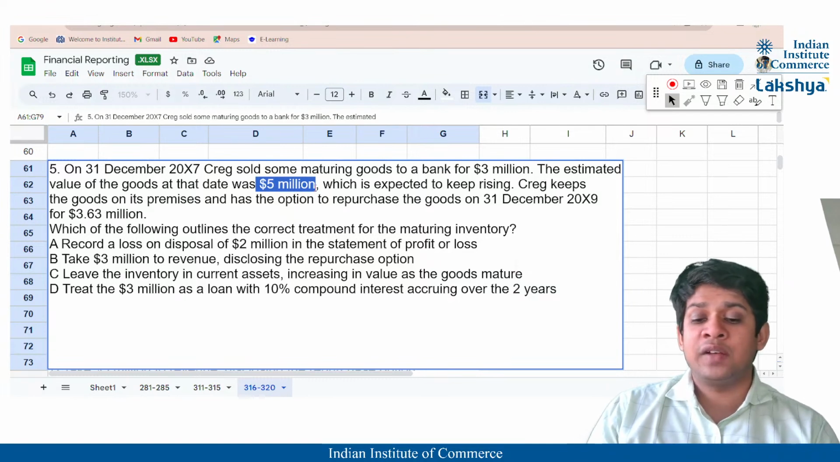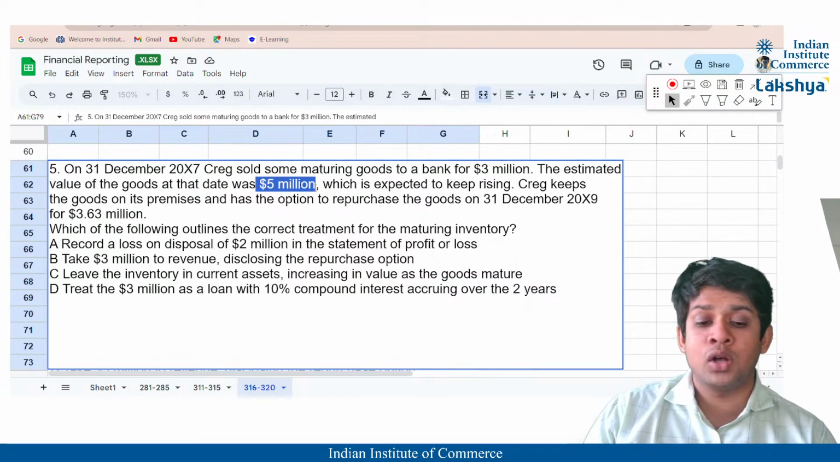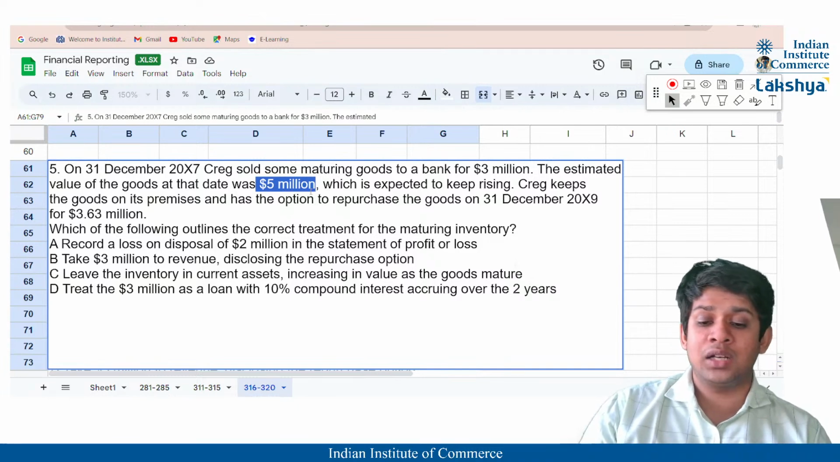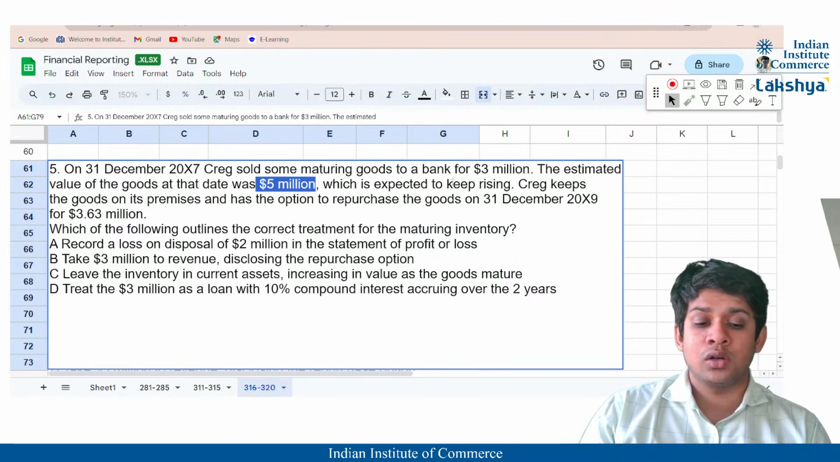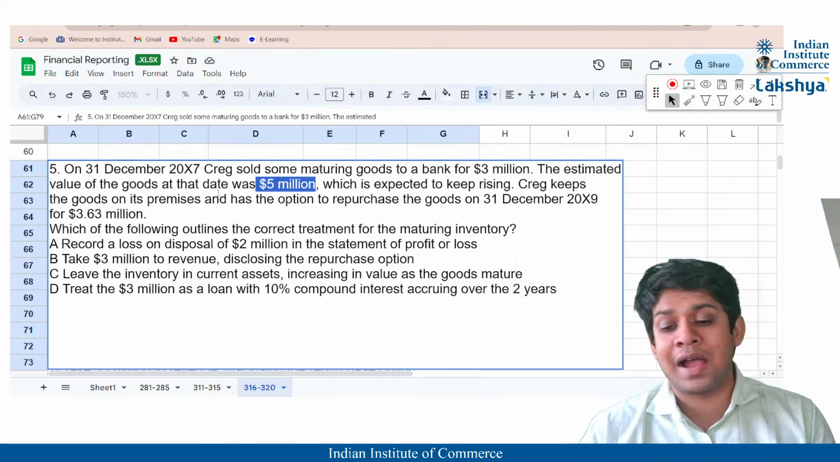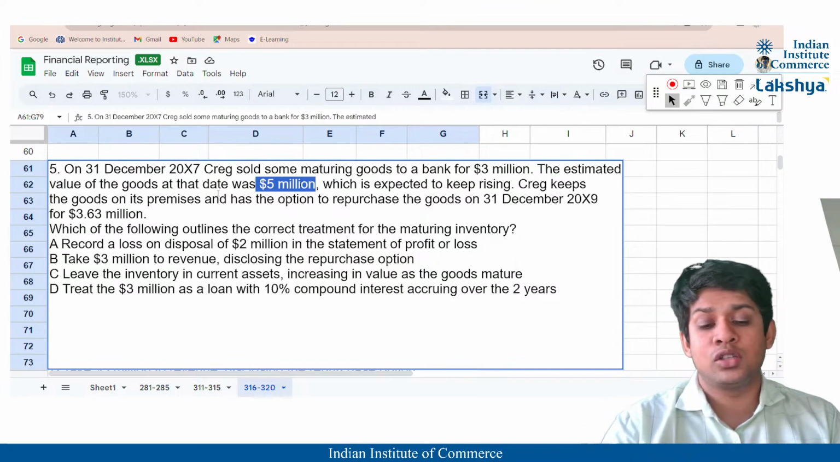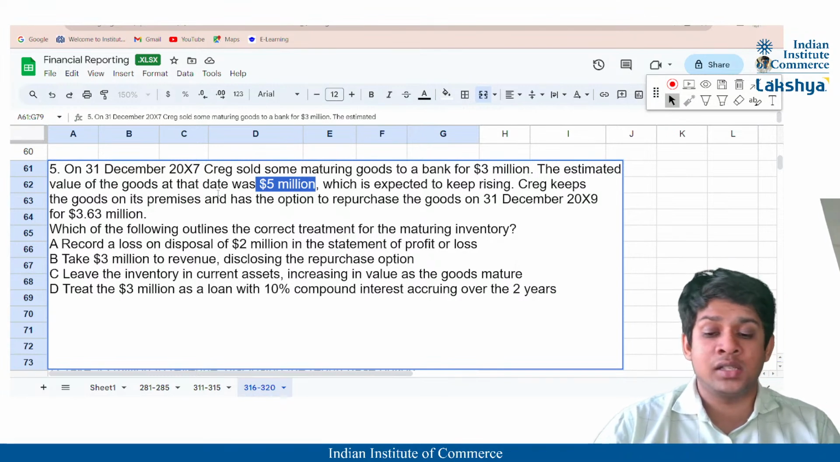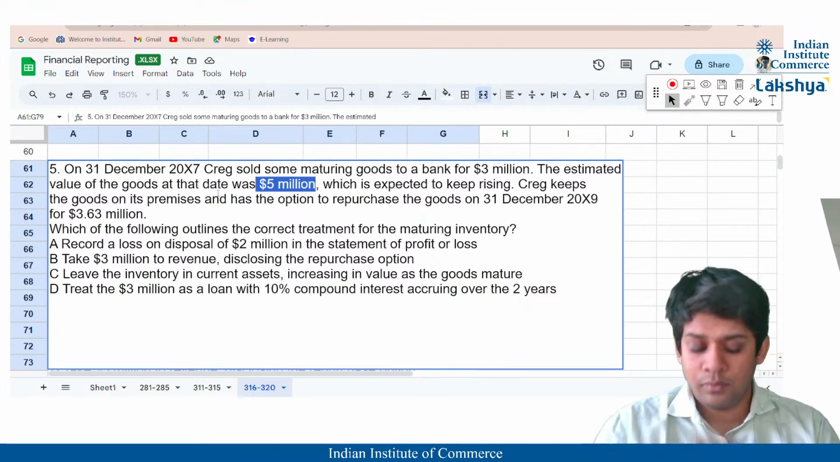So from this we can identify that yes, it is a repurchase agreement because the sale is not on market terms. He sold it for 3 million, but in the market the goods' value is $5 million. Secondly, after selling it, he has kept it in his own premises. That means he is still having the physical possession. He has just transferred the ownership to the buyer, and he also has an option to repurchase it. From this, we can conclude that yes, it is a repurchase agreement.